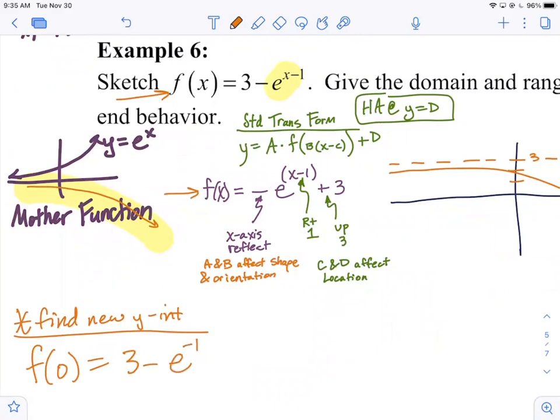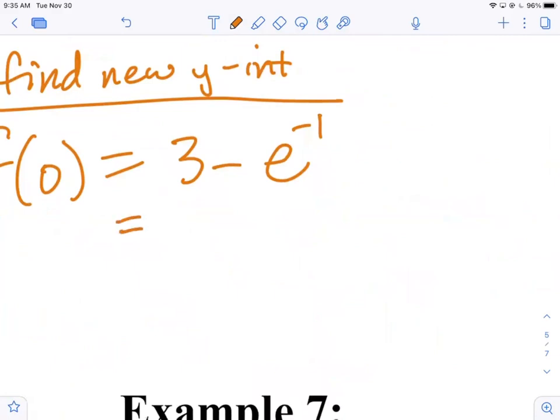Now, much like the warm-up, I think I can keep going here, right? This is going to be 3 minus 1 over e. And now I'm like, crap. I don't know what 1 over e is. Does anyone here know what 1 divided by 2.718 is? No, I don't either. But remember, all we're trying to do here is figure out if the y-intercept is negative, 0, or positive. Can I determine that without a calculator?